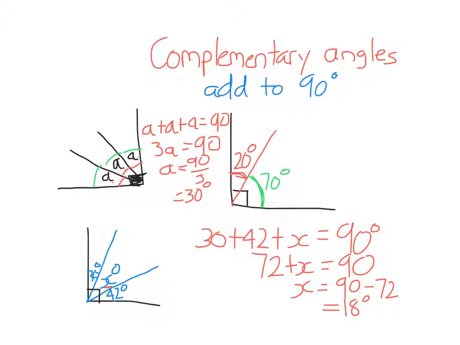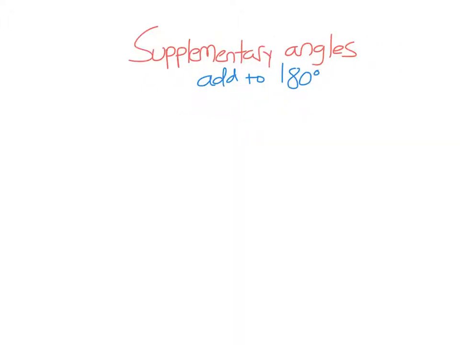All right, let's now have a look at supplementary angles. Supplementary angles add to 180 degrees. So complementary add to 90, supplementary add to 180 degrees. So what is 180 degrees? Well, we know that if I have something like this, they're at right angles, 90 degrees. But I could make another angle here that is 90 degrees. These two angles are supplementary. They add to 180 degrees.